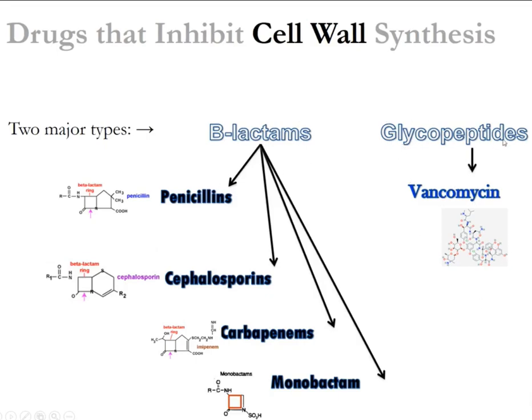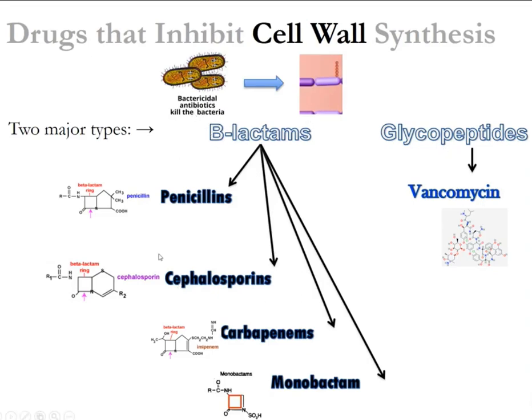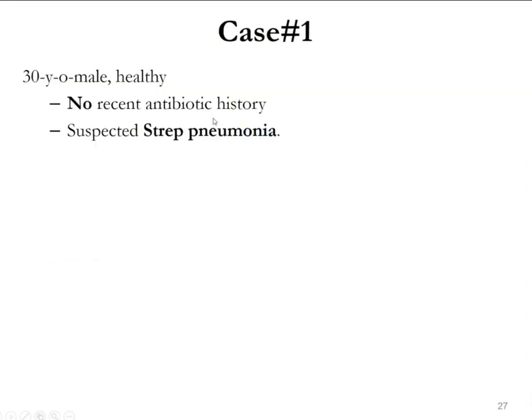The second major group is glycopeptide vancomycin. That is also a cell wall synthesis inhibitor, but that is not a beta-lactam. Keep in mind, don't confuse. That's why I put it at the side. All the beta-lactams and glycopeptides can kill bacteria directly. Why do you trust these drugs very well? Because these are bactericidal. That is a significant point to remember in pharmacology lectures.